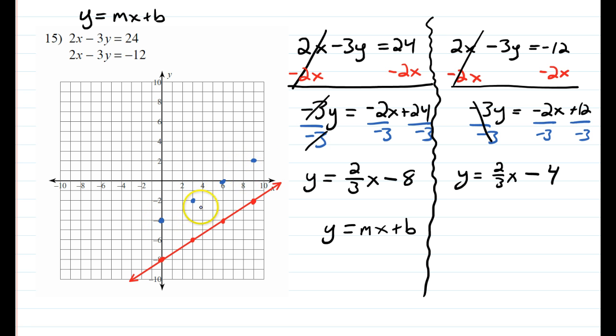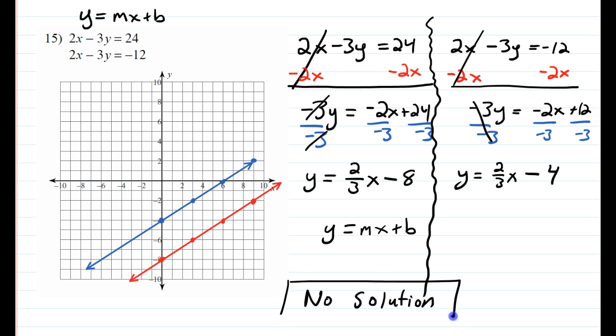So, as you can see, these lines are not going to touch. So when the lines don't touch, it's impossible for them to have a point of intersection, so there's no solution. So whenever you graph them and you have parallel lines, you get no solution.